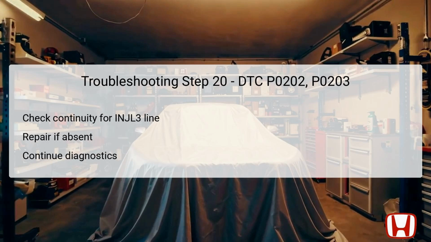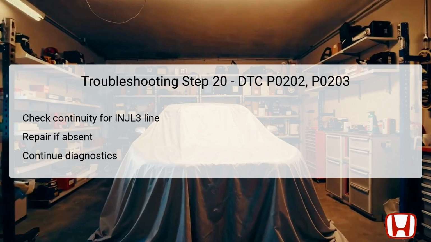In this step, you will check the integrity of the INJL3 line, continuing the systematic troubleshooting of the injector circuits. With the vehicle in the off mode, you will measure continuity between the number 3 injector 2P connector at female terminal number 2 and terminal number 4 of PCM connector E.